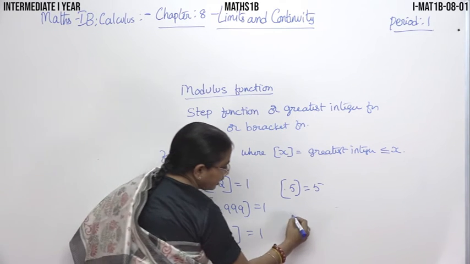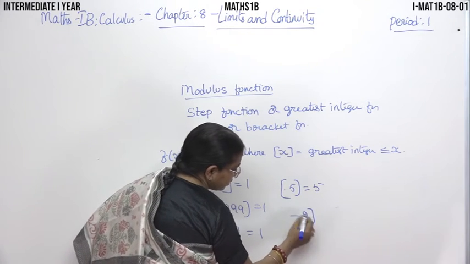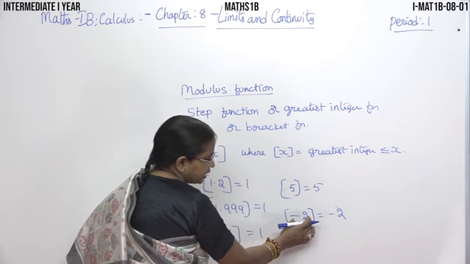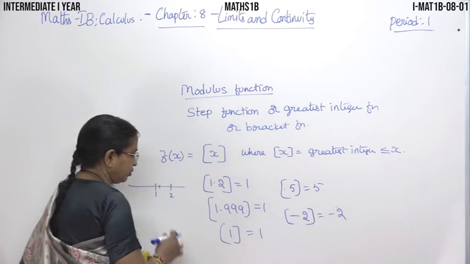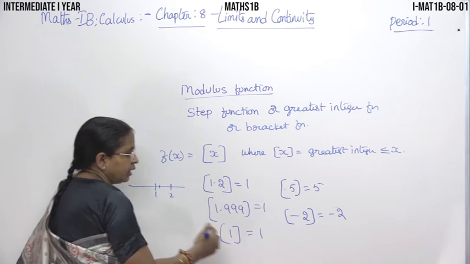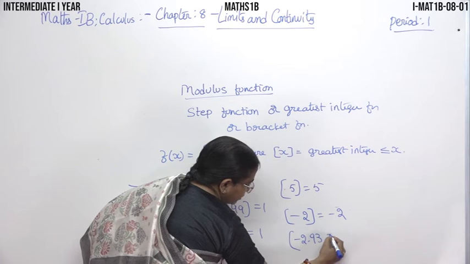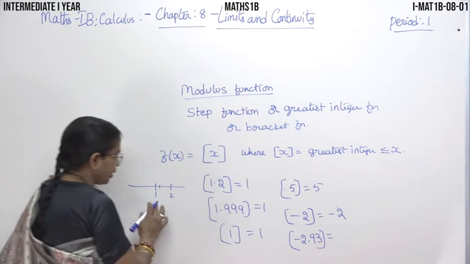Now suppose I have a negative number. Bracket of minus 2 is minus 2 only. When it is an integer, you will write the integer value only. But when it is a fraction again, like minus 2.93, where is this minus 2.93?